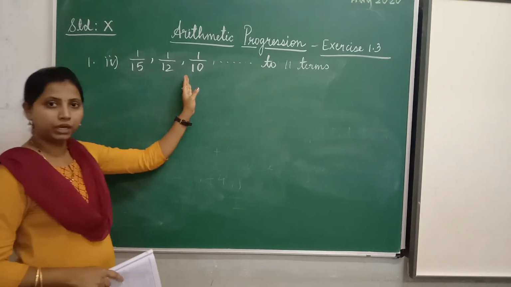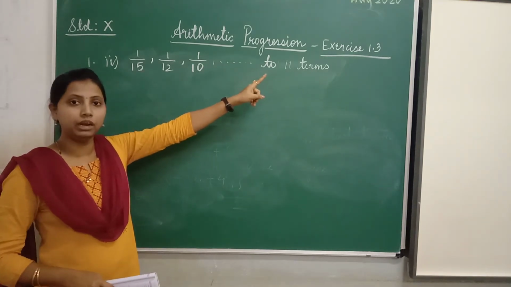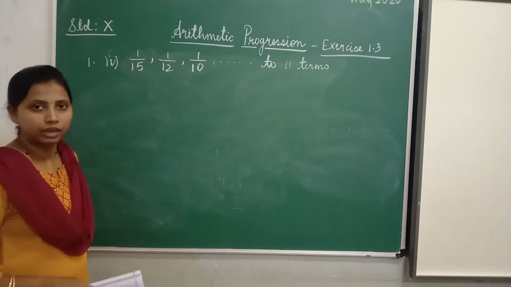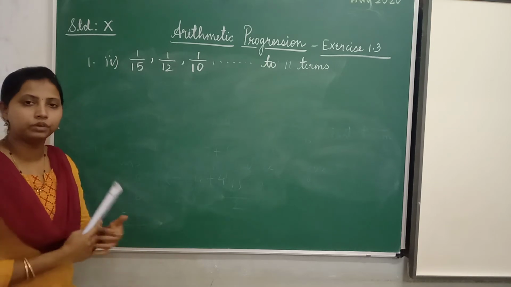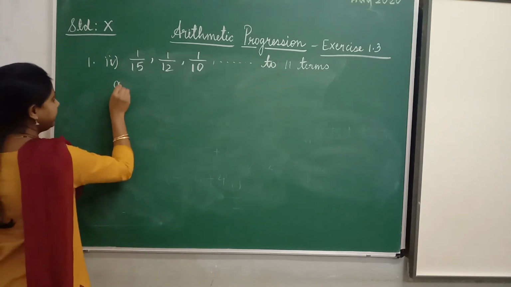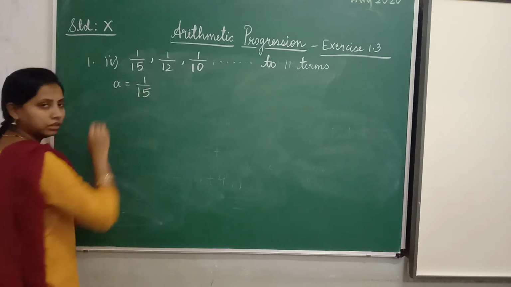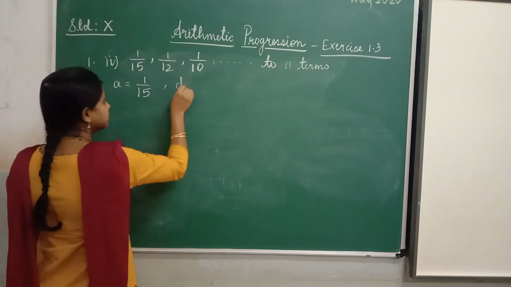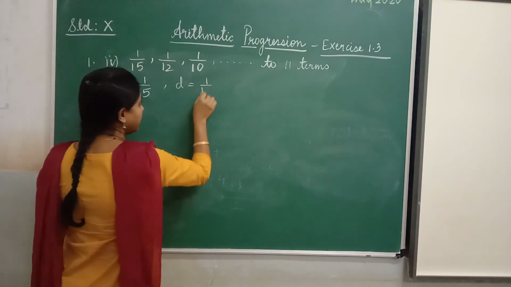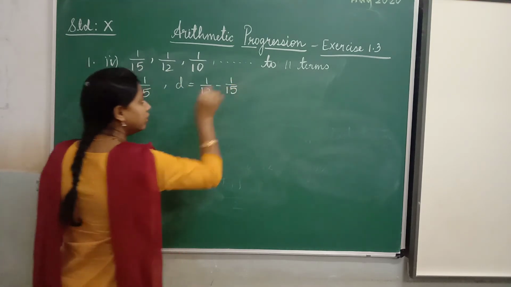This is the given AP. Like this you have to continue till 11. Yes, you have to find the sum of 11 terms of this particular AP. Again the last term is not known. So write the A value, B value and use the formula. So A here is 1 by 15, the first term. Then difference is nothing but A2 minus A1, that is 1 by 12 minus 1 by 15.